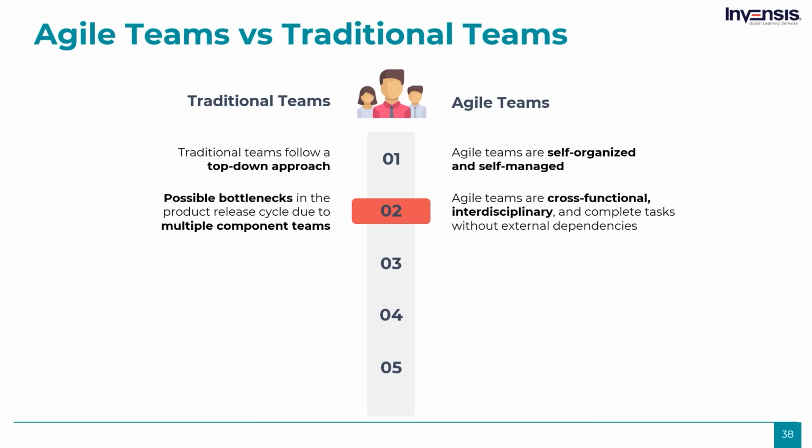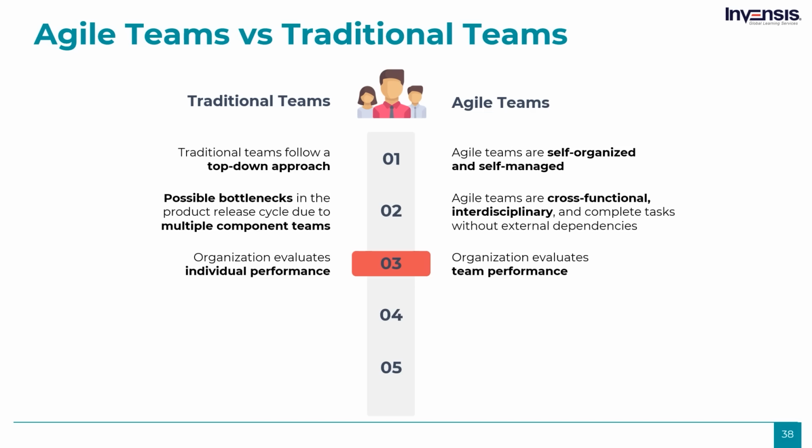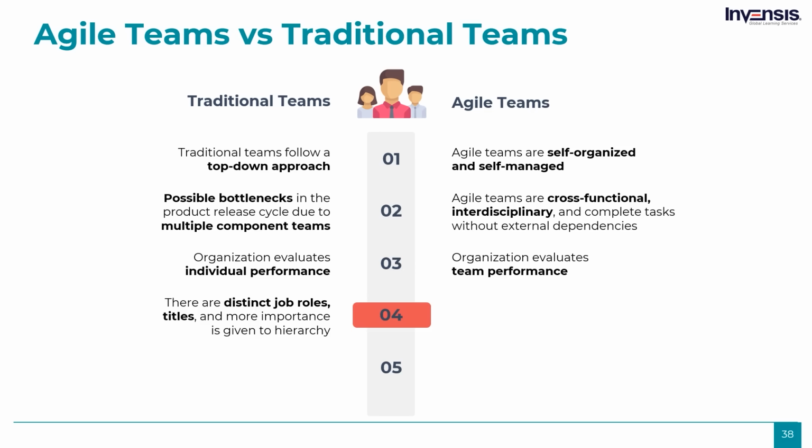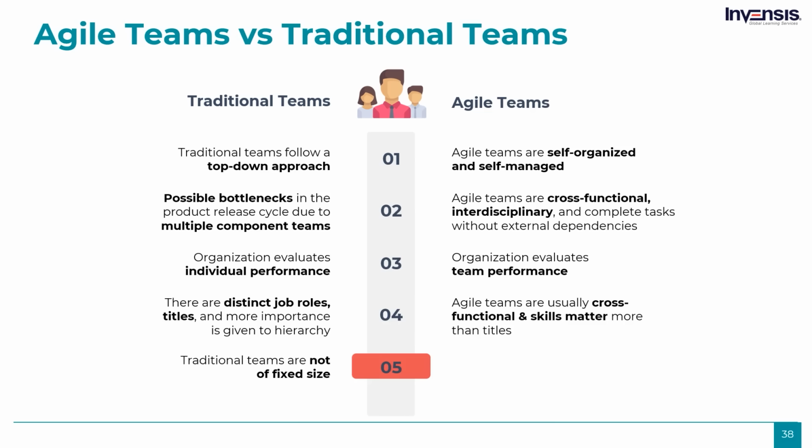Whereas Agile teams are cross-functional and interdisciplinary. It means that a group of people with different functional expertise are working toward a common goal. In a traditional team, an organization evaluates individual performance. In an Agile team, an organization evaluates team performance. In the traditional approach, you have distinct roles and job titles. But in Agile, teams are usually cross-functional and here, skills matter more than titles. Lastly, traditional teams are not a fixed size. Whereas, the Agile teams are usually short, like around 3 to 9 people per team. So everyone, that's about Agile components and teams.